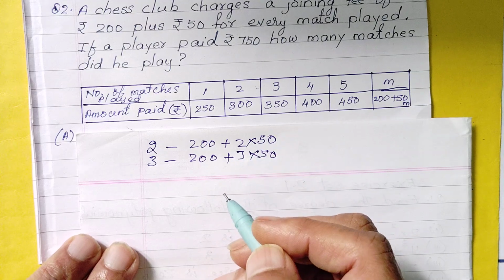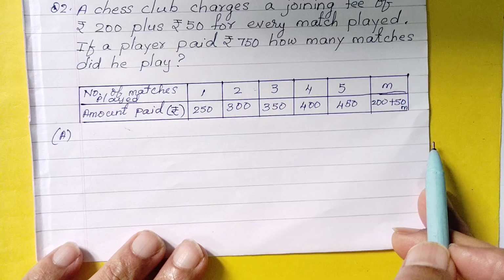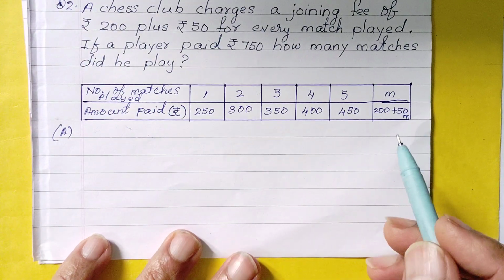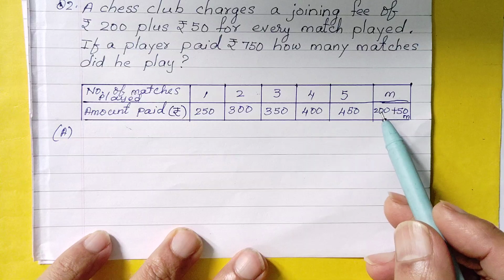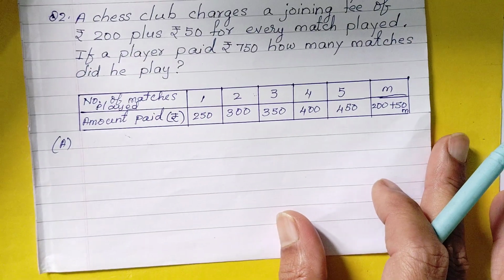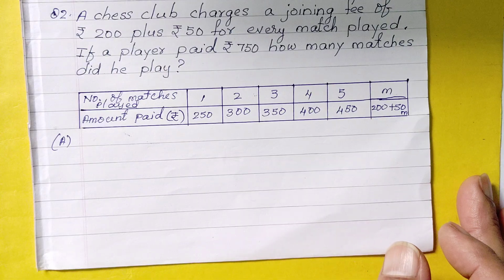Like this, they have to go on paying. So we can see here, if they play m number of matches, the player has to pay 200 plus 50 into m. Now they are asking a question here: if a player paid 750 altogether, how many matches did he play?